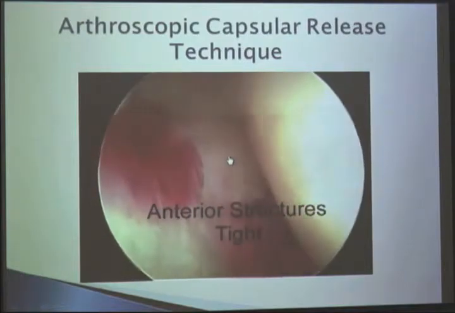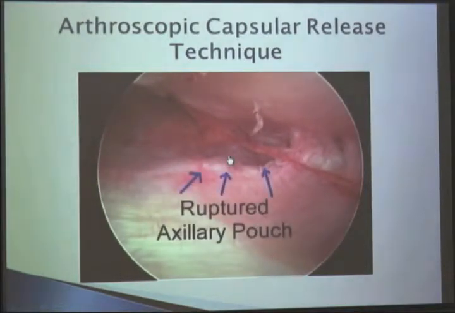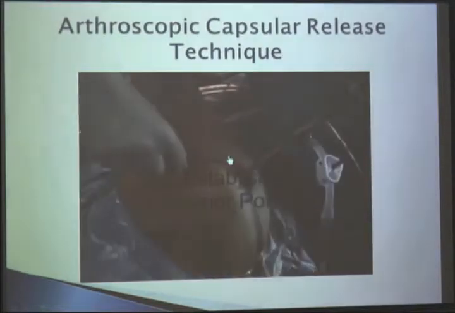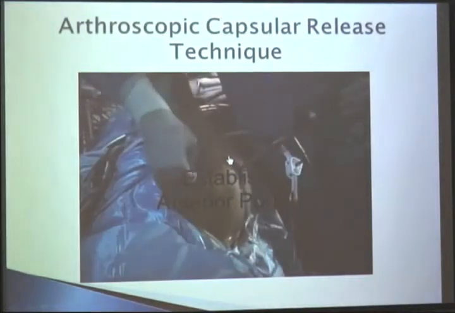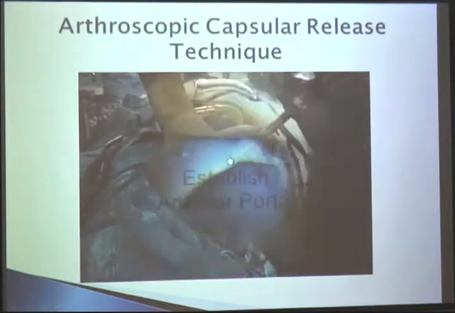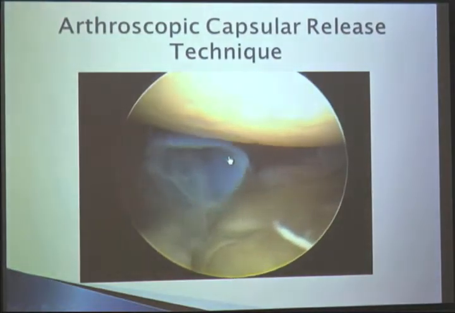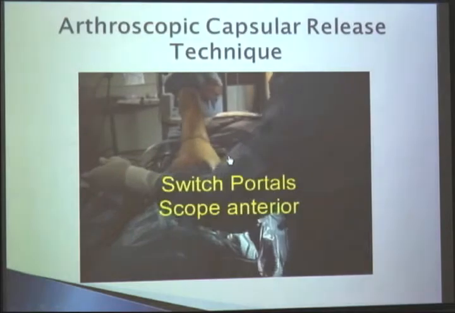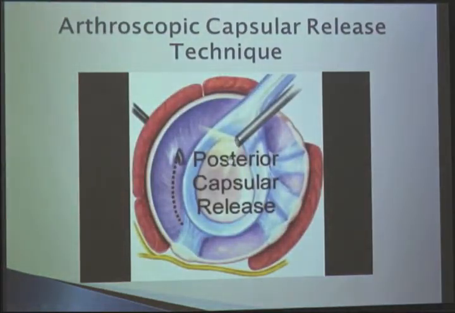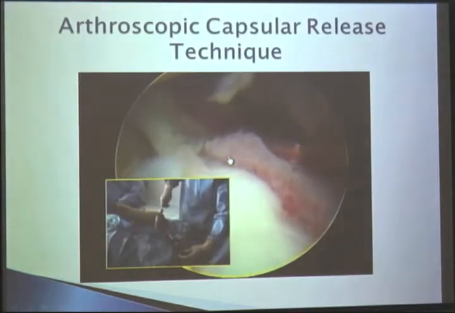This is the rotator interval. You see this sort of patchy inflammatory tissue. Sometimes it's white and just chronically scarred. Here's an example of the ruptured pouch. And now we're going to establish an anterior portal. You can do that from inside out or outside in. This is very tight in the front, and Doug Harryman advocated, and I think it's reasonable, to go in the front and release first, then the back.